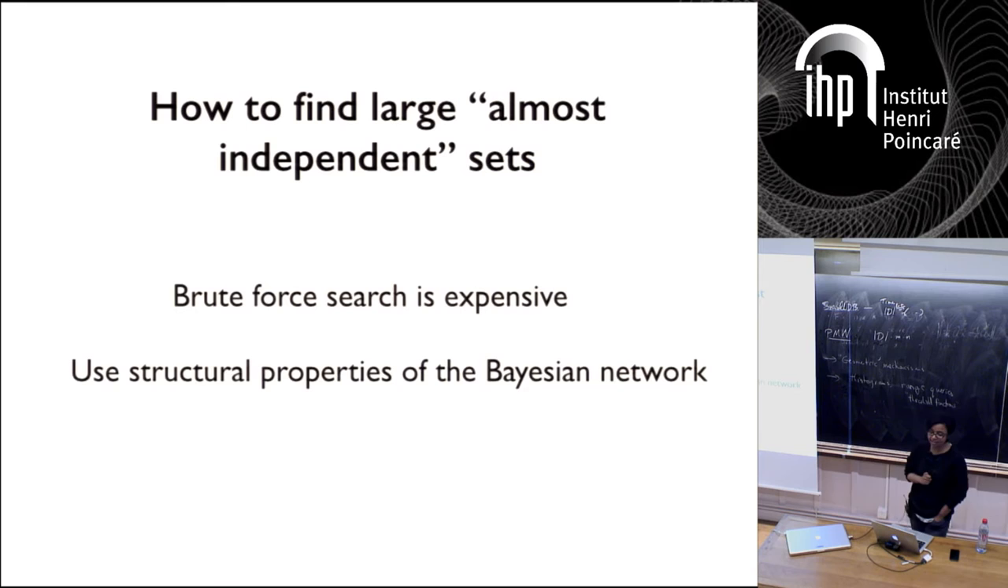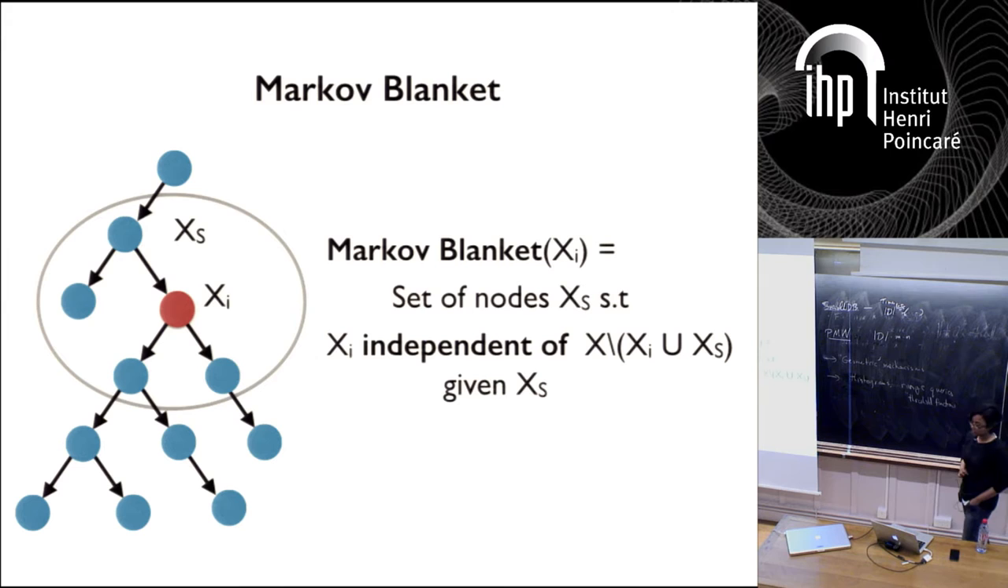How do you find these large, almost independent sets, right? You could do a brute force search of the network, but that would be expensive. So what we are going to do is provide a way of using some structural properties of the network, and in some special cases, these are going to be polynomial time. Okay? So what structural properties? It turns out that when you work with graphical models or Bayesian networks, a very common concept is the Markov blanket, right? So what is a Markov blanket? If you look at a node, its Markov blanket is essentially its parents, its children, and the children of its parents. So essentially, these are the set of nodes XS such that if you condition on XS, then xi is independent of the rest of the graph, right?